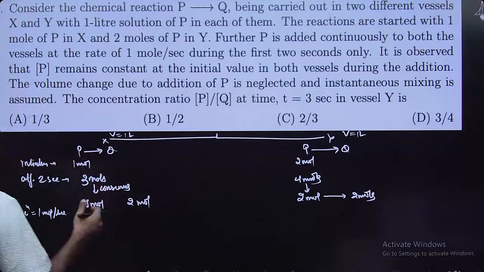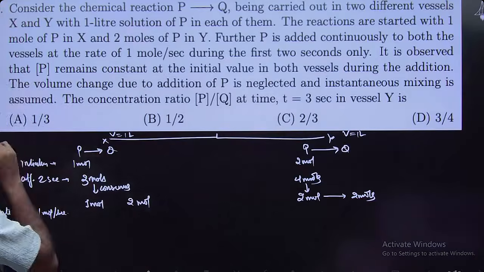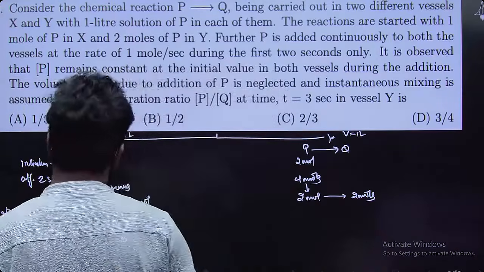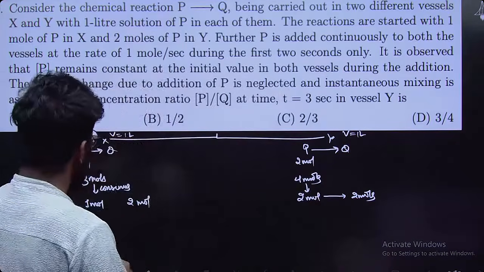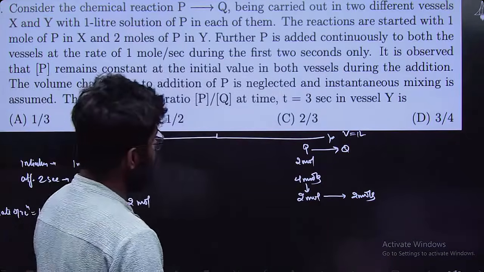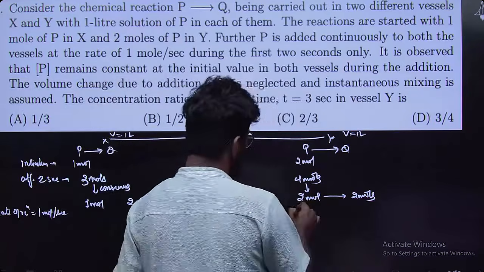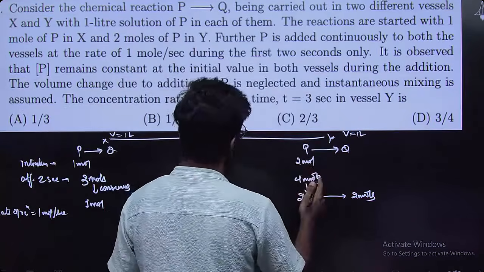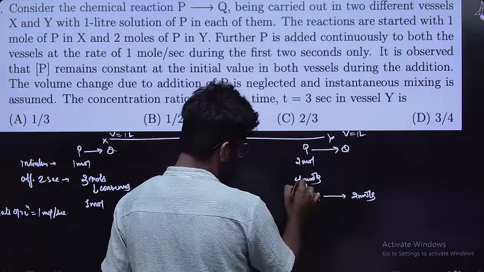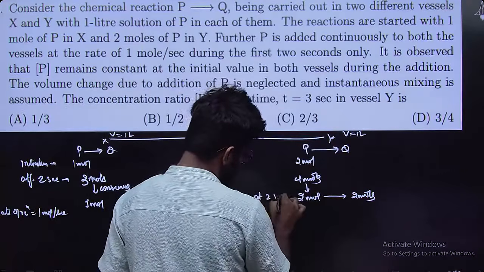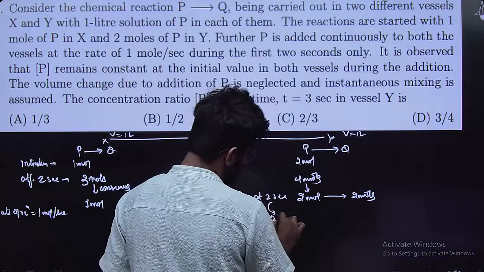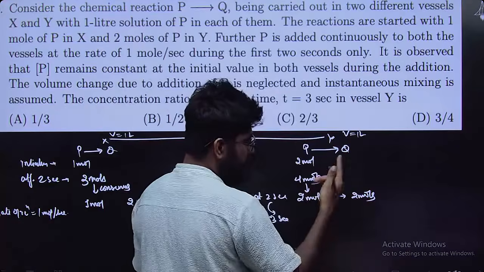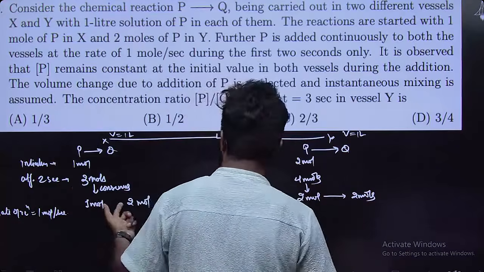Now they are saying that if change in the volume is neglected, that is obvious, and instantaneous mixing is assumed, that mixing is very, very rapid. The concentration ratio of P by Q at time t equals 3 seconds in vessel Y should be. So basically they are asking you after 3 seconds, that is, this is at 2 seconds, right? So upon finishing the third second, what you will get is another consumption of 1 mole, because the rate is 1 mole per second of the reaction.